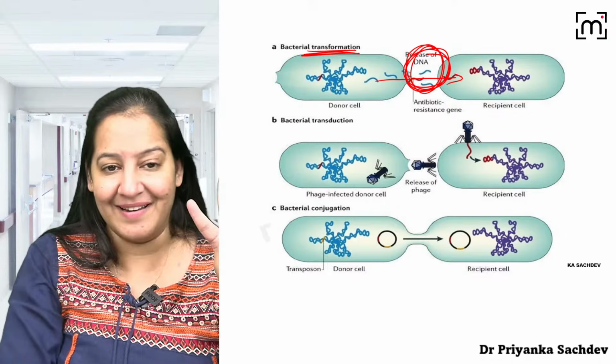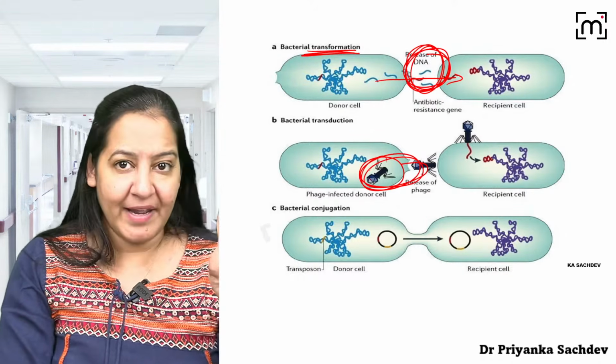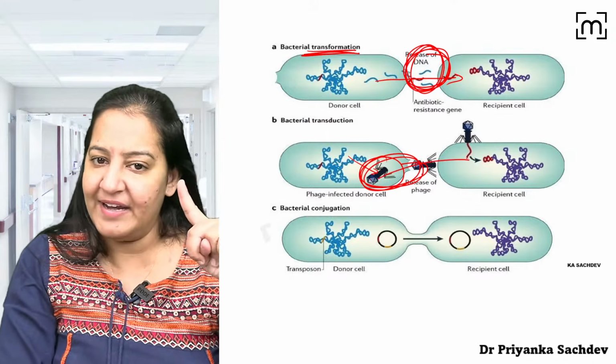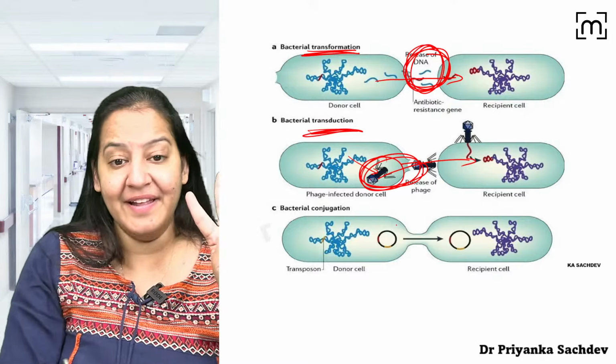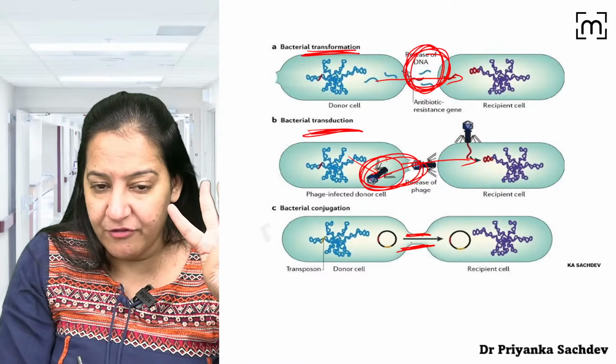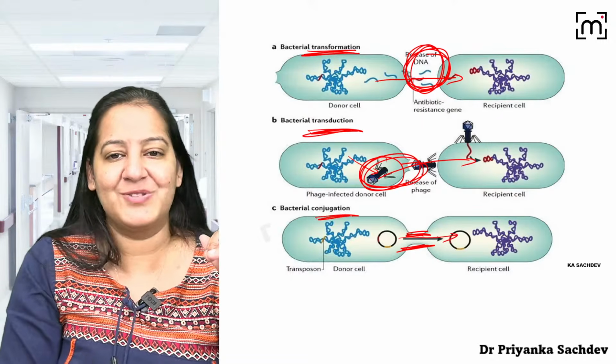In the second method, a bacteriophage is involved. Can you see? The bacteriophage enters the first bacteria, takes a little bit of genetic material, and then infects the second bacteria. So this method is transduction. And in the third, a sex tube is formed. From the sex tube, the transfer of genetic material takes place. So this method is conjugation.